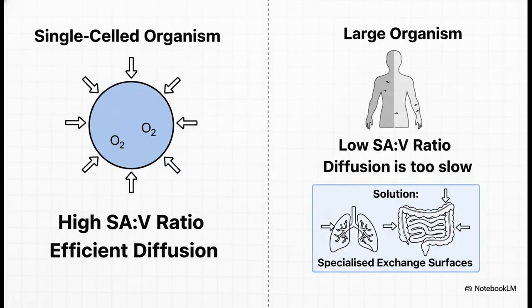You see, a tiny single-celled organism has a massive surface area compared to its volume, so simple diffusion is totally fine for it. But for a big organism like a human, our surface area to volume ratio is tiny. There's just no way diffusion alone could get enough oxygen to all our cells deep inside our bodies. That's exactly why we have things like lungs and intestines. They are specialized exchange surfaces, brilliantly designed to maximize that surface area.